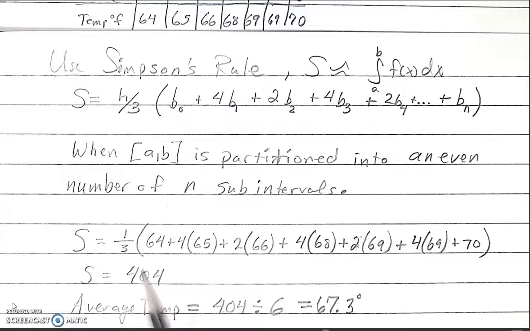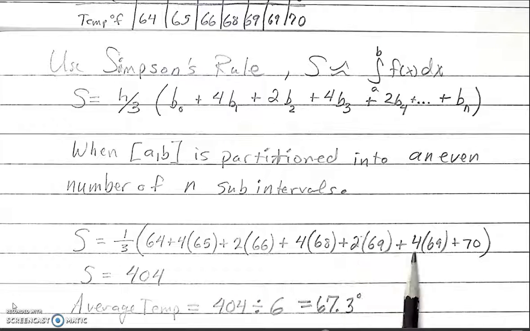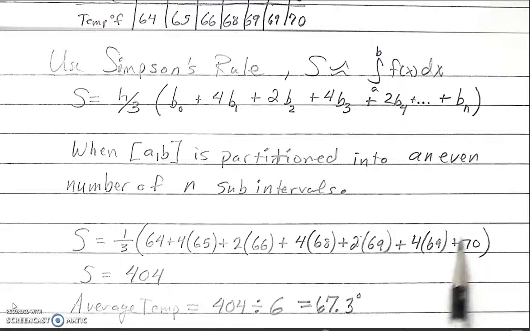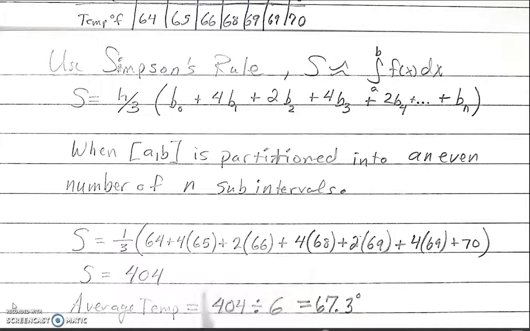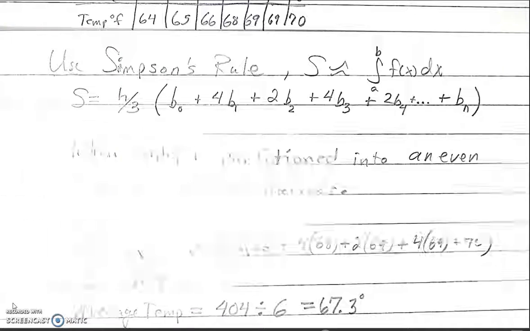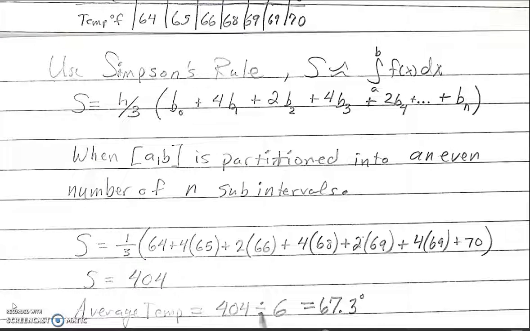So you should have fit our data into the algorithm like this. First base does not have a multiplier, and then everyone after that goes 4, 2, 4, 2, 4 until you get to the very last one. You'll always end in a 4 times this number, and then you'll add your last data point there. When you do that, and multiply or divide by 3, you actually get the exact same thing we got on the trapezoidal rule. And then dividing by 6, you get your average temperature to 67.3.